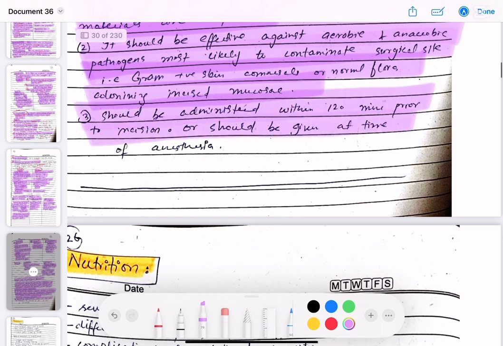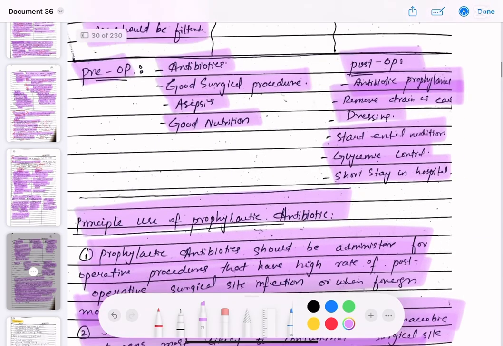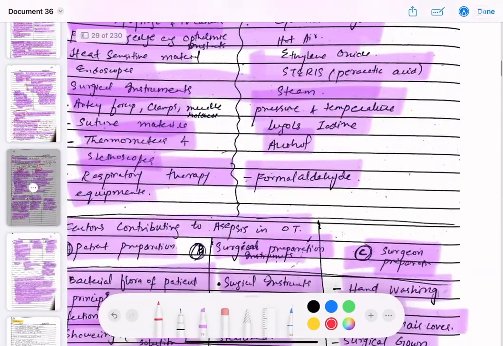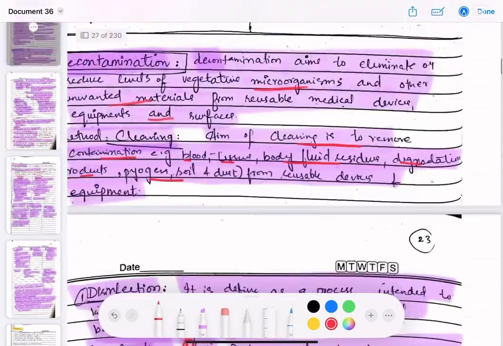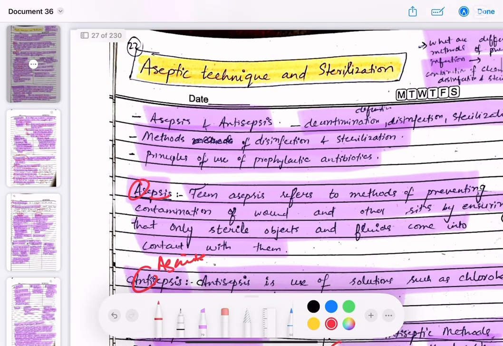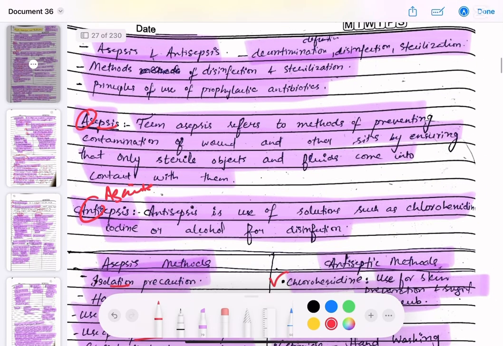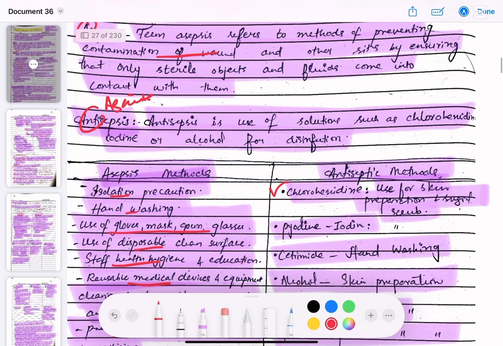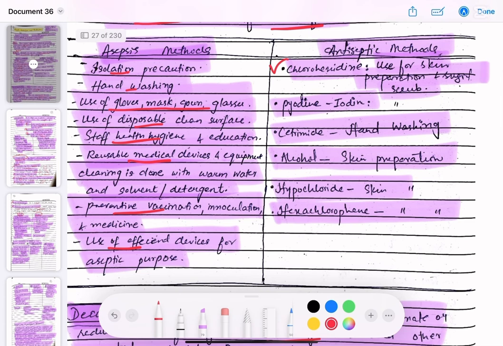So these are the methods of disinfection and sterilization. We have discussed the term asepsis, which is preventing contamination of the wound. Then antisepsis, which is the use of solutions such as chlorhexidine, iodine, or alcohol for disinfection. Then we have aseptic methods and antiseptic methods. In aseptic methods, prevention is done, and in antiseptic methods, solutions are used: chlorhexidine, povidone, cetrimide, alcohol, and hypochlorite.